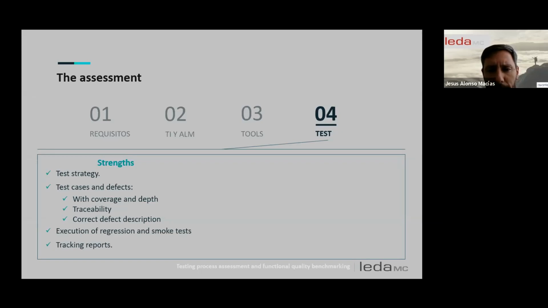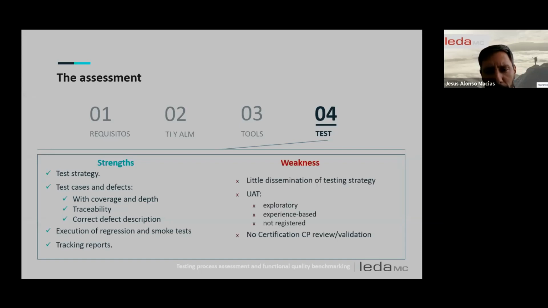Regarding weaknesses, user acceptance tests were a weakness as they were performed by business people who were not involved in the specific testing processes, for example. As a major weakness found, when reviewing the reports, we could see some important shortcomings in terms of quality process indicators.